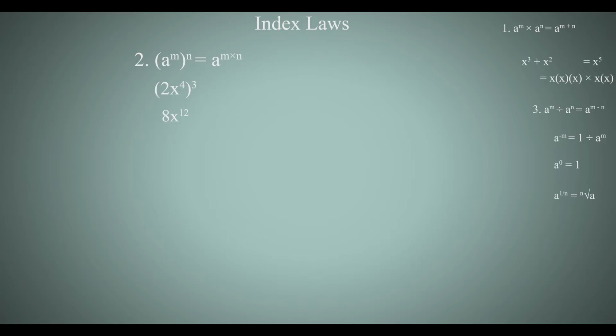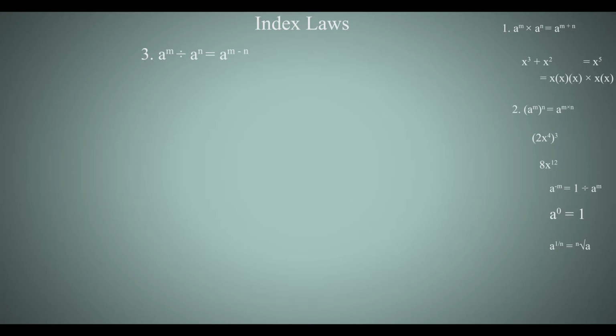So now let's go into more depth. The third law states that a to the power of m divided by a to the power of n is equal to a to the power of m minus n. So let's take an example. Let's say we have a to the power of 4 divided by a to the power of 2.